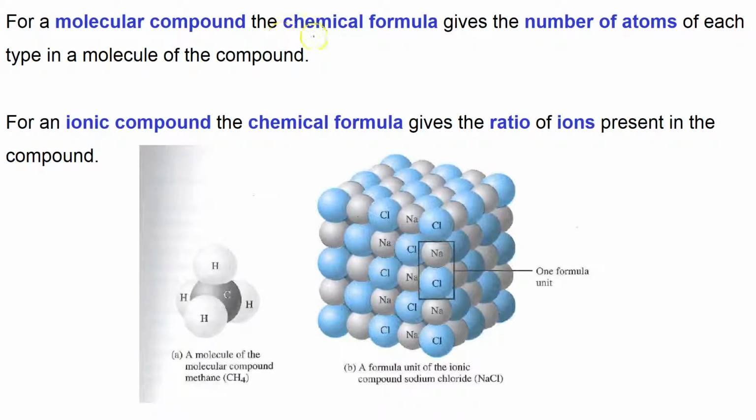For a molecular compound, what the chemical formula represents is the number of atoms of each type in a molecule of that compound. For an ionic compound, those that are composed of positive and negatively charged particles, the chemical formula gives the ratio of ions present in the compound, and that ratio always adds up to being 0 electrical charge overall.